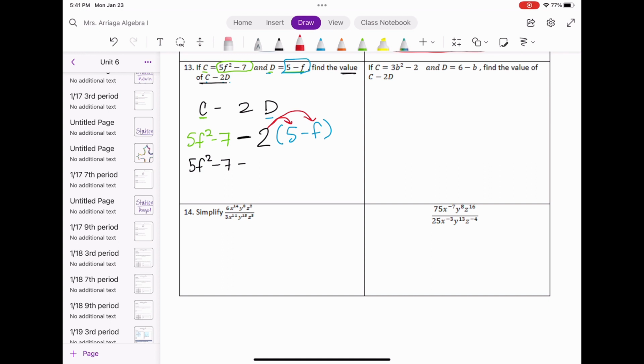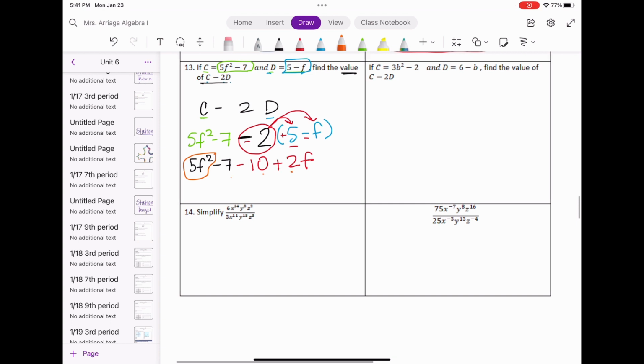So the first part, we just bring it down because we don't touch it. The second part is negative 2 times 5, and that is negative 10. And then it's negative 2 times negative f. Two negatives make a positive, so it's plus 2f. Now that we distributed it, let's collect like terms. So we have that 5f squared, and we don't have any more squares, so we just bring it down.